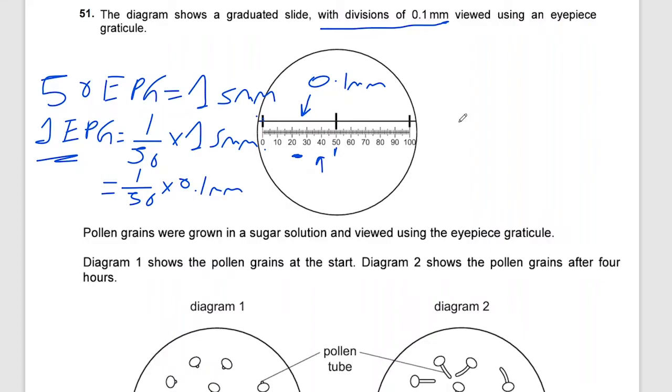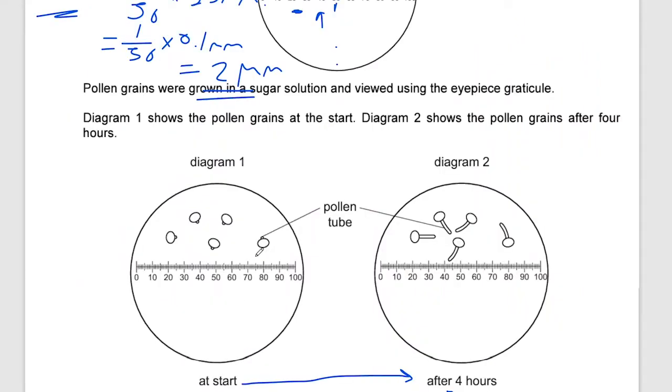And now if we convert that into micrometers, we are going to get that it's equal to 2 micrometers. So we now know that every division in the eyepiece graticule is 2 micrometers wide. Now let's try to find the change in length.